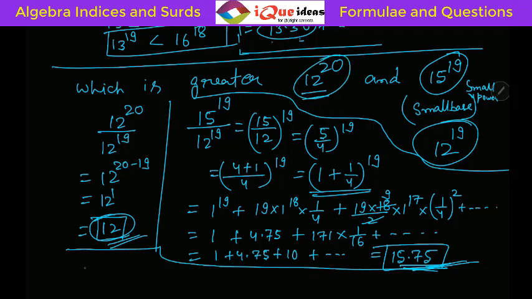So very clearly you can see that 15 raised to 19 is greater than 12 raised to 20. This is how we can solve such questions. In some questions the reverse can also happen. Let's take another one. Suppose we say find which is greater out of 41 raised to the power 49 and 43 raised to the power 47. Let's look at this.